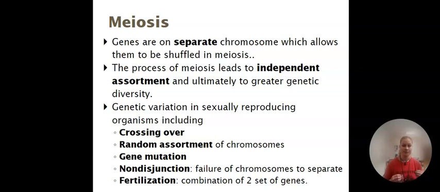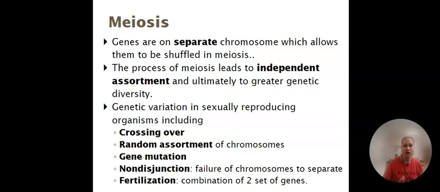The process of meiosis, or the production of our sex cells, leads to an independent assortment of all of the different genes, which then ultimately creates a lot of genetic variation or a lot of diversity within that species or even just within that family.